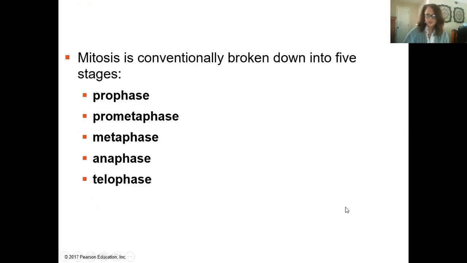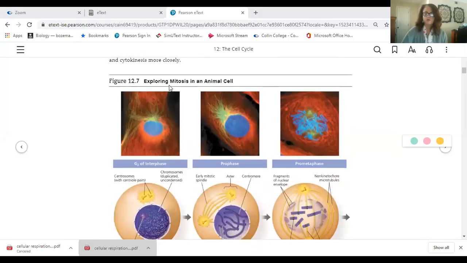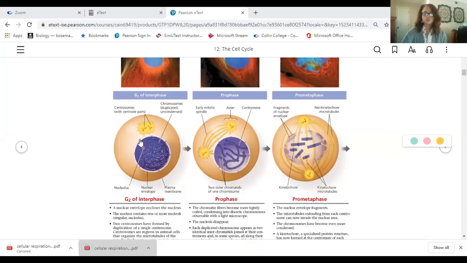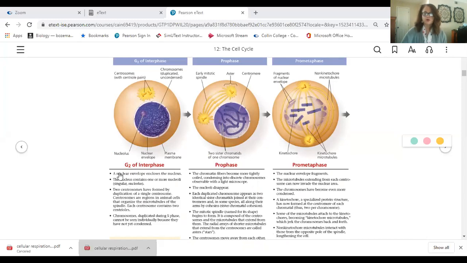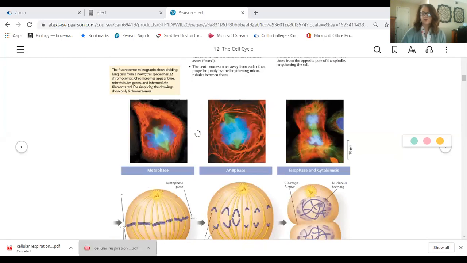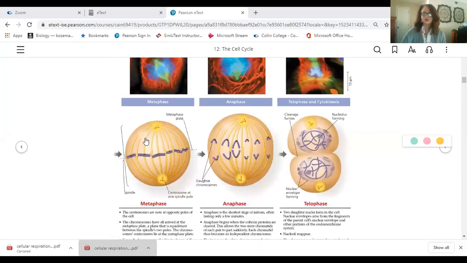One thing I wanted to show you is that if you are looking in your textbook, this is a really important figure for you to look at. Let me just show you in the e-text here. In figure 12.7, you'll see the exact same diagrams that I'm getting ready to use. So G2 of interphase going into prophase, prometaphase. This is the diagram that I would study. There are extensive descriptions for what's going on in each stage showing up below there. These are actual photomicrographs showing you what it would look like in a real cell. It's a little bit easier to see when we just look at the drawing though.